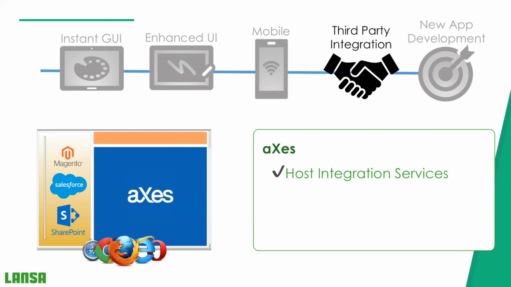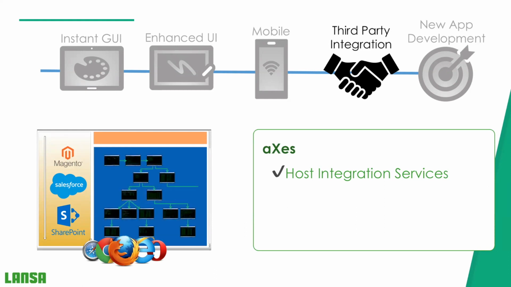So with Host Integration Services, you can embed an Axis session in Salesforce and let Salesforce communicate to Axis and tell it what to do, like the customer ID or an order number from a Salesforce record, and then navigate through your ERP to reach the order details screen.